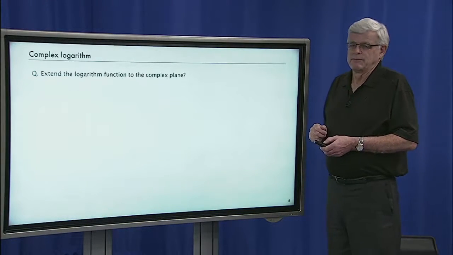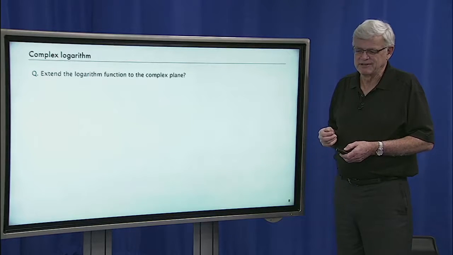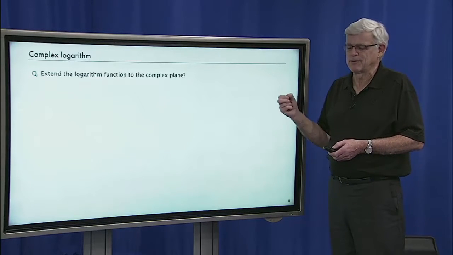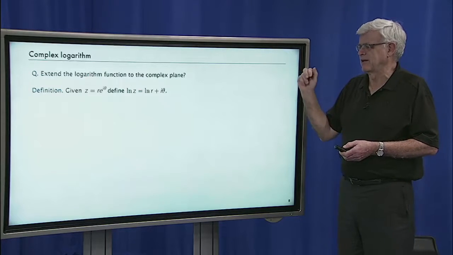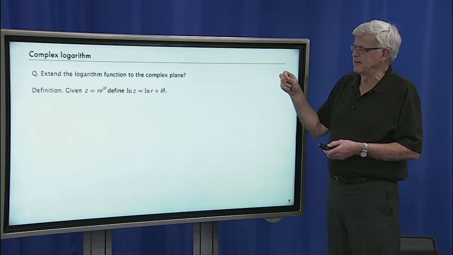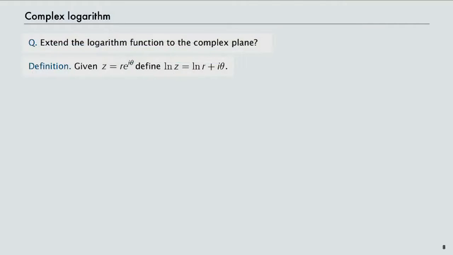Okay, what about logarithm? That's another fine example, and actually these two examples are the critical ones. We can do the same sort of thing. If we have z equals r e to the i theta, we can define log of z equals log r plus i theta. And that seems to be good, because if you take e to the log z, then you get r e to the i theta, you get z back, which seems to be what we'd want.